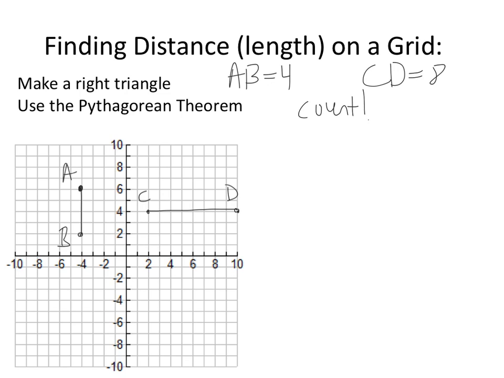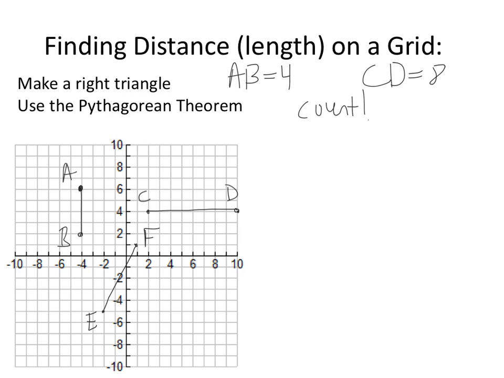However, what if I asked you to find this distance EF? EF is slanted. It's kind of on a diagonal here. Now, we can't just count this. We're not going to be precise enough. We're not going to be able to do it successfully. It's probably not a whole number answer, and even if it was a whole number answer, it'd be really hard to figure out. So if you have a line segment that's vertical or horizontal on a grid, you may just count it out. But if it's on a slant, we're going to actually apply the Pythagorean theorem.